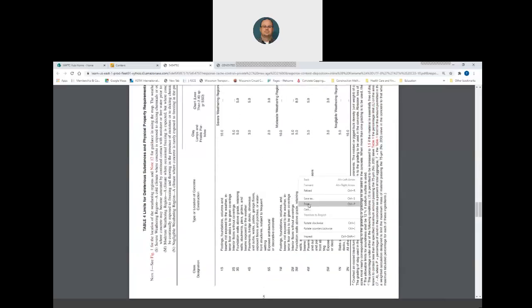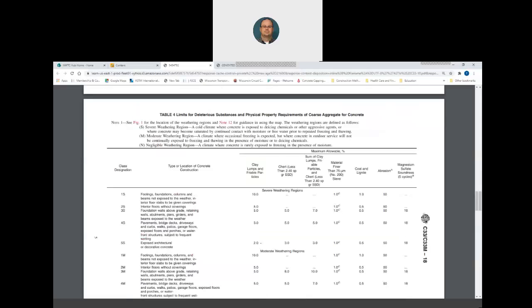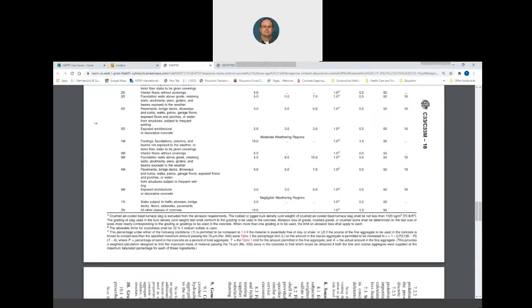All right, rotate clockwise. Okay, 2. If the source of fine aggregate to be used in the concrete is known to contain less than the specified maximum opacity, the number 200 sieve, so that's 3%, the percentage limit, L, on the amount in the coarse aggregate is permitted to be increased. L equals 1 plus P divided by 1 minus P.